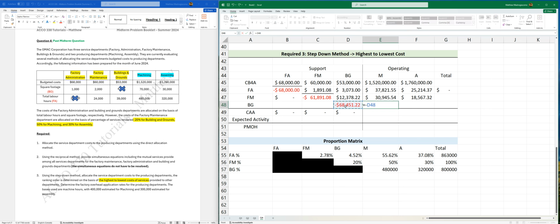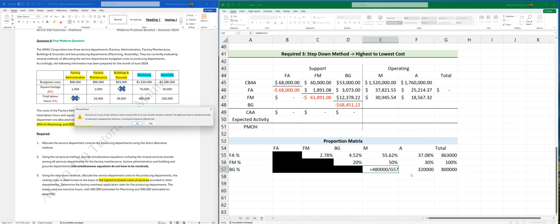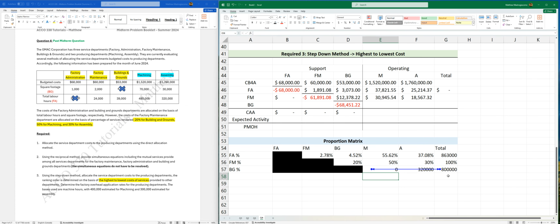So equals minus this times, oops, oh my god, bad habit. I forgot to make the percentages. So equals 480 divided by this. You can tell, and Alexa says it's time for bed. Oh, it's a circular reference. Oh yeah, because I did it like I normally did. My bad. Okay, let me fix this.